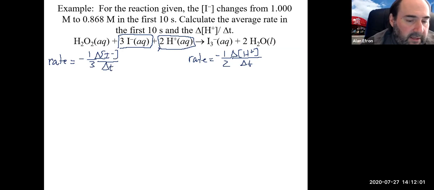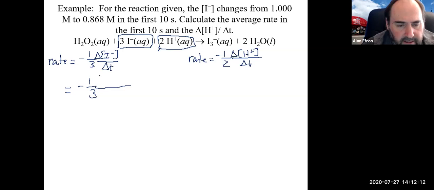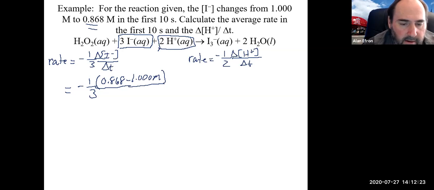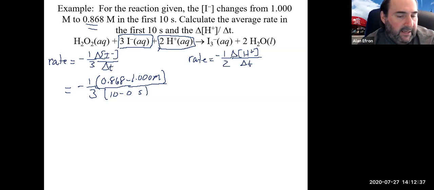Now, in terms of information, we really have the information for our I minus, so we could just plug it into here, and that would give us minus 1/3. And up on top there, our final concentration is 0.868 minus our initial, which is 1. And our time, again, you could do 10 minus 0 seconds, or just 10 seconds basically. This is important because this is a reactant. We see that the 0.868 minus the 1 is going to give us a negative number. And because we have that negative number up in front as well, that's going to turn our rate into a positive.